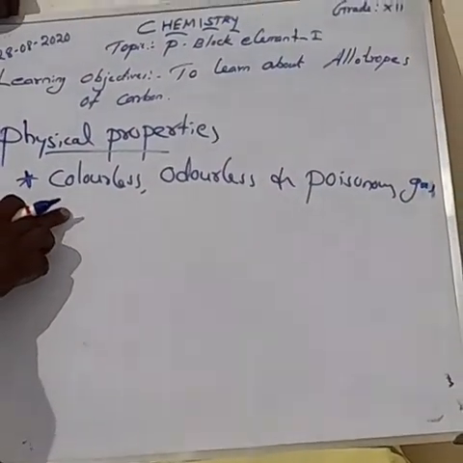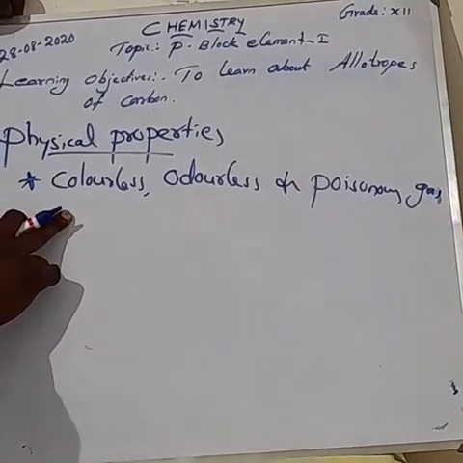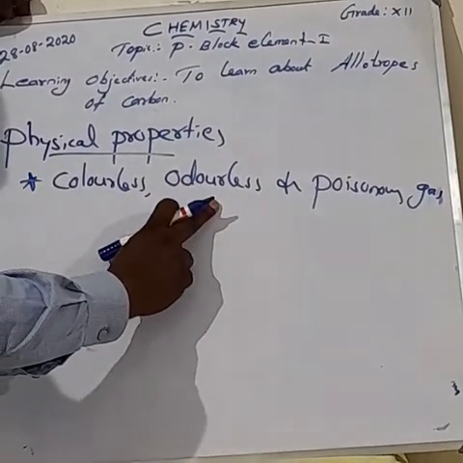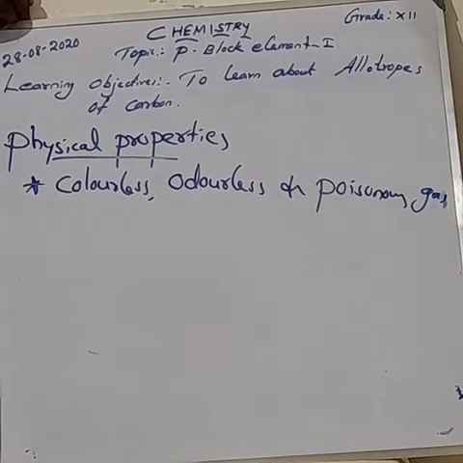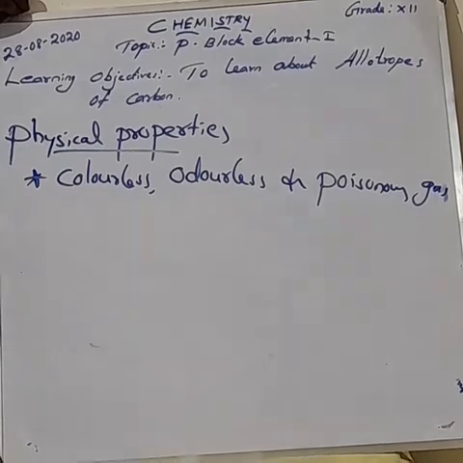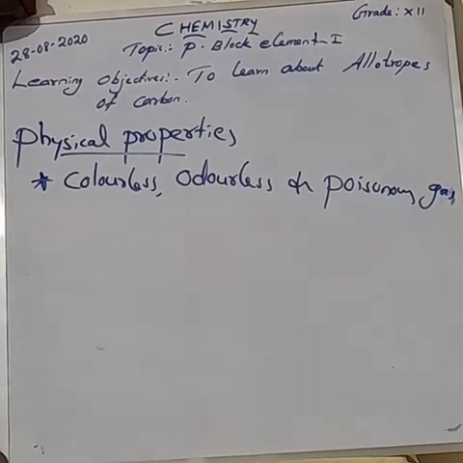Carbon monoxide is colorless. Carbon monoxide is odorless. And carbon monoxide is a poisonous gas. Three important characters: carbon monoxide is a colorless, odorless and poisonous gas.